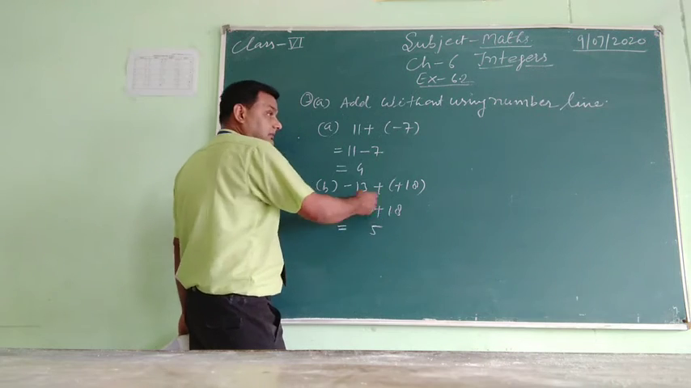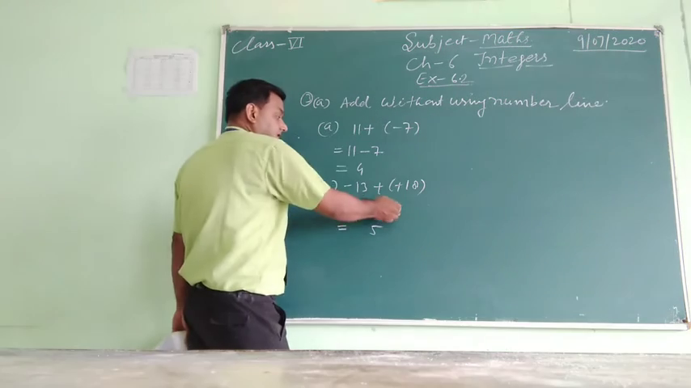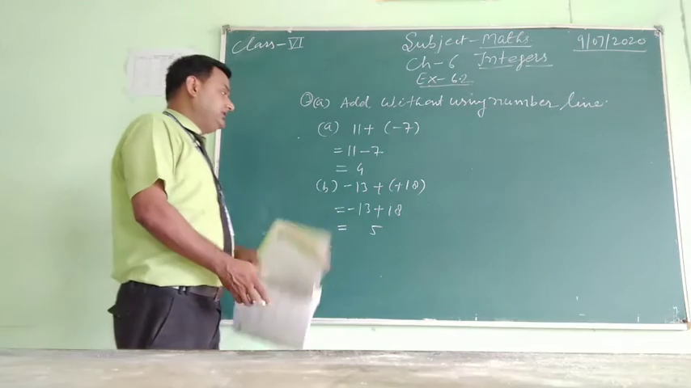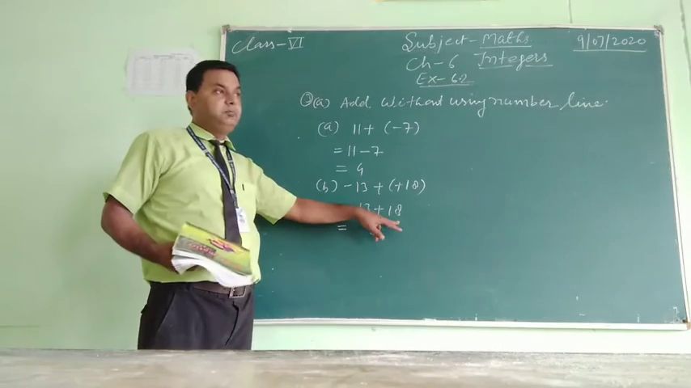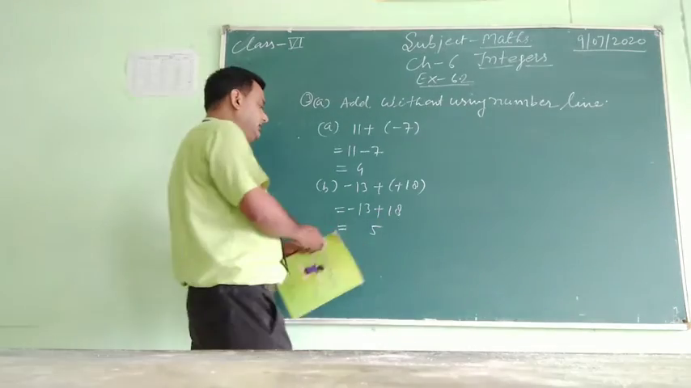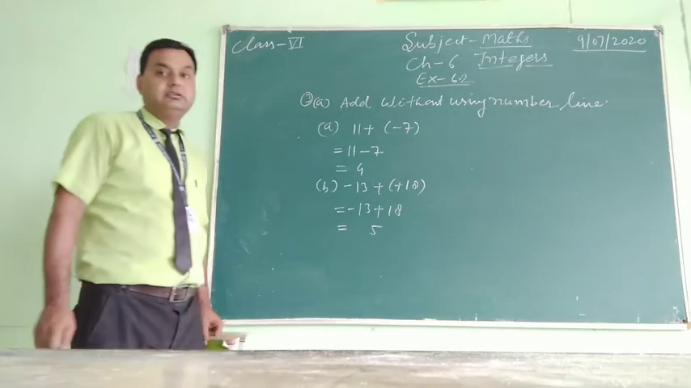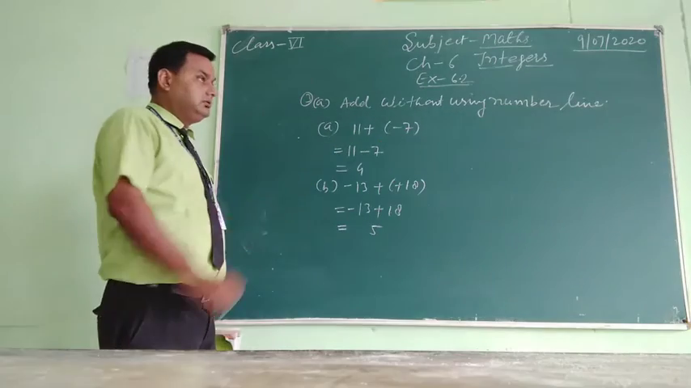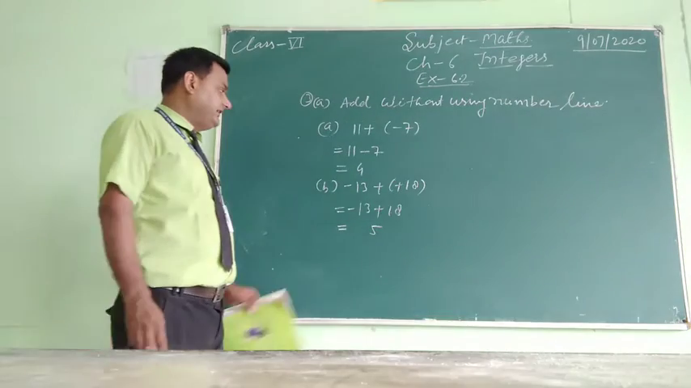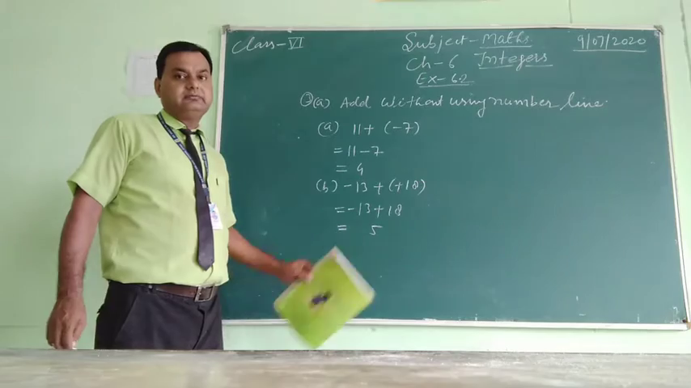Which sign will come? 18 is a positive number. 18 is greater than 13 and it is a positive number. So the sign will be positive, and the positive sign will not be marked. Only the negative sign will be marked with the number.